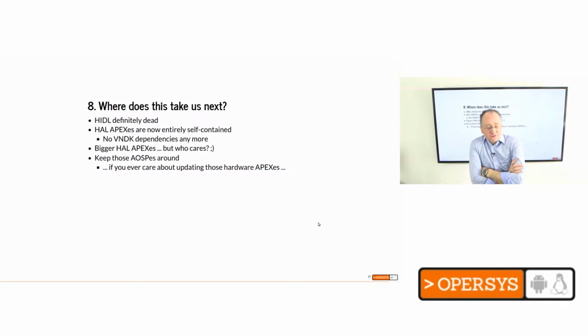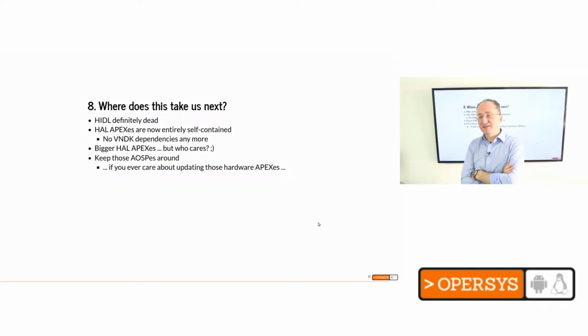Yeah, so the HALs are now fully self-contained in apex files, which is interesting. I'm not sure I fully grasp all the ramifications of it, but if nothing else, it makes them bigger. But hey, as I tell people, if you've chosen Android, you've already forfeited any right to complain about size. So who cares, right? It's bigger, but it's not a problem, right?